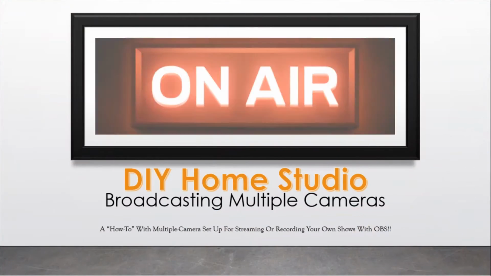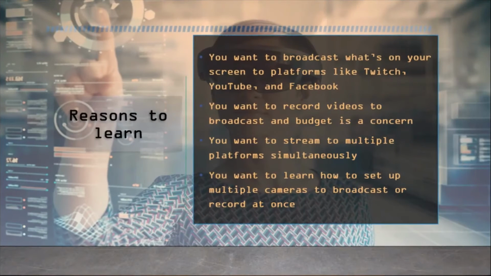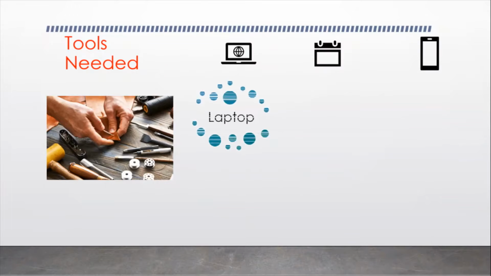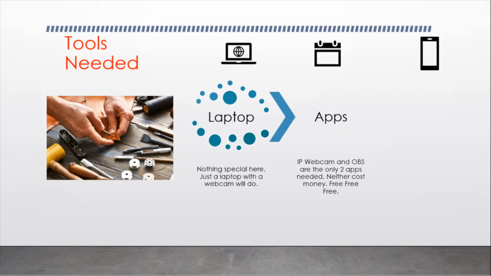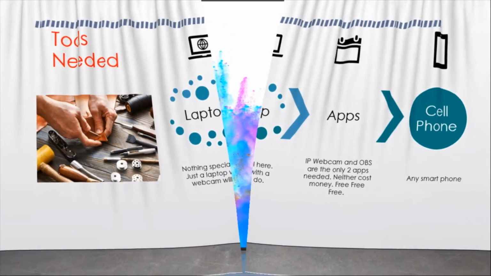We'll be doing a do-it-yourself home studio broadcasting multiple cameras. You may want to learn how to do this so that you can broadcast to platforms like Twitch, YouTube, and Facebook, broadcasting multiple cameras at the same time. All you're going to need is a laptop with a webcam. We'll download 2 apps, and you're going to need a cell phone to be the second camera source there.